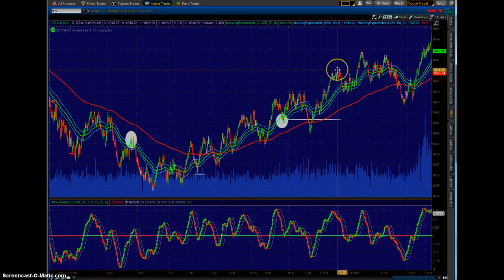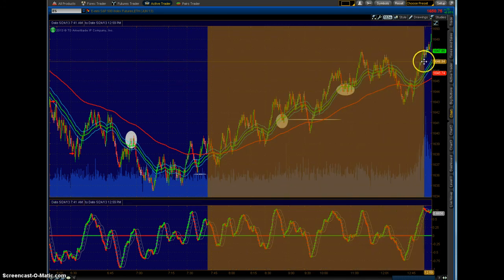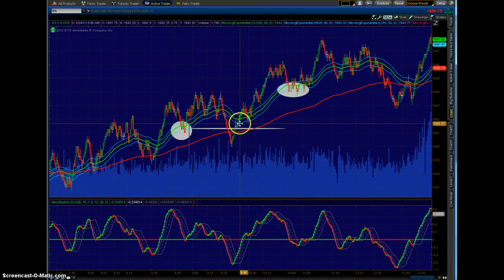You stay long. It breaks higher. You have another high break in momentum. Boom. You go long again. You go long again for another winner. Now, I do want to point something out. If you zoom in on here, you can see that there was a trade here as well.